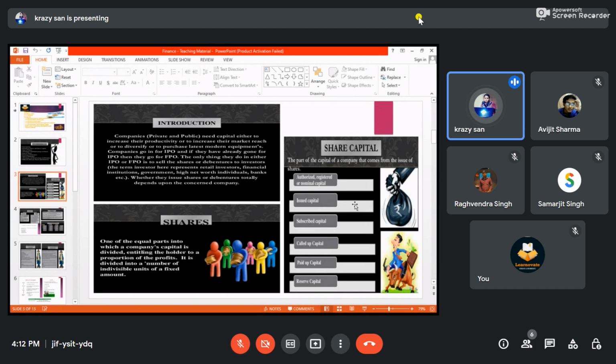So if you ask what shares are, a share is one of the equal parts into which a company's capital is divided, entitling the holder to a proportion of the profits. It is divided into a number of individual units of fixed amount.